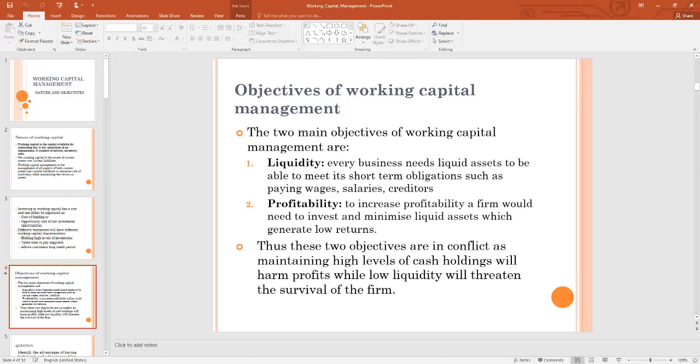They shall be contradicting each other. Therefore, as management, you have to pay attention to these two objectives and try to balance them, because you have to make profit, and at the same time you have to remain liquid. Otherwise, you can be declared a bankrupt company. So you have to strike a balance between these two objectives. That means each of the components of working capital, we shall manage based on these two objectives.